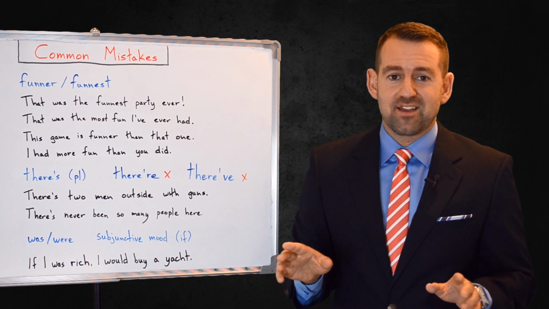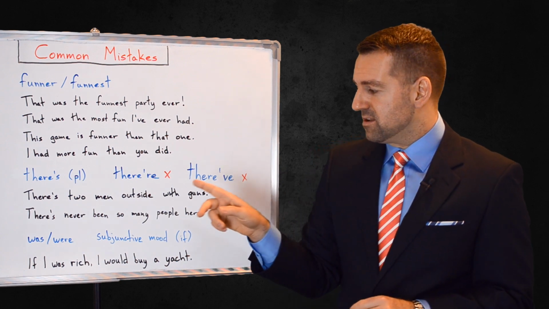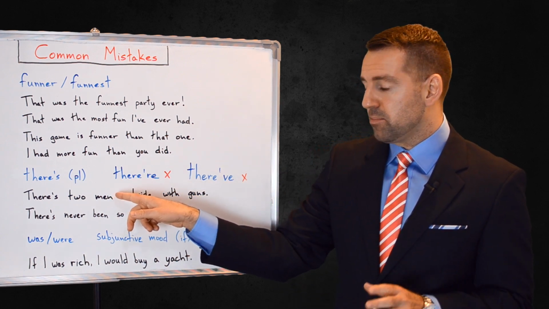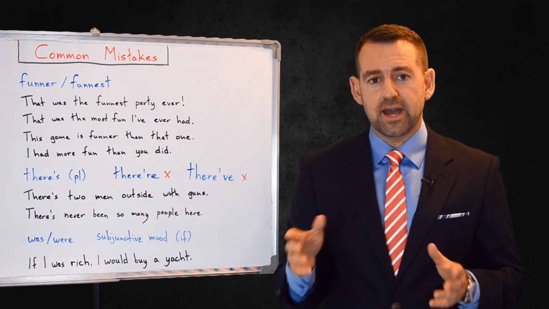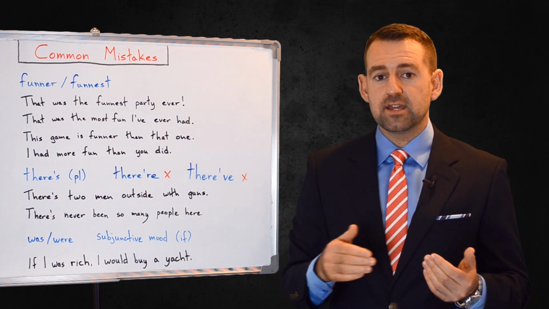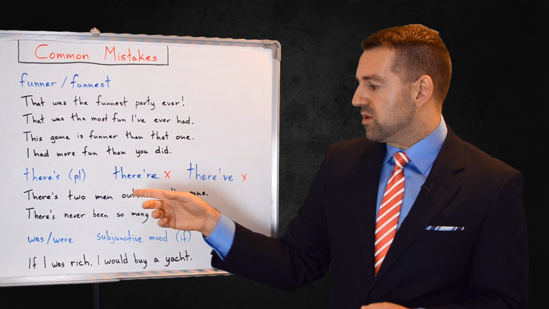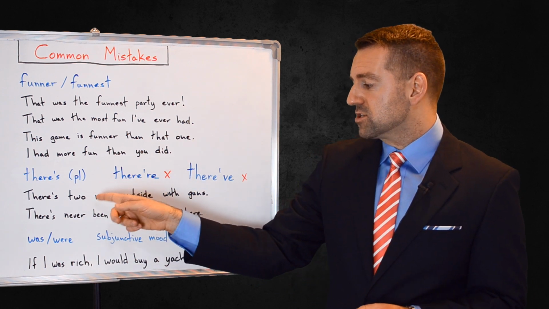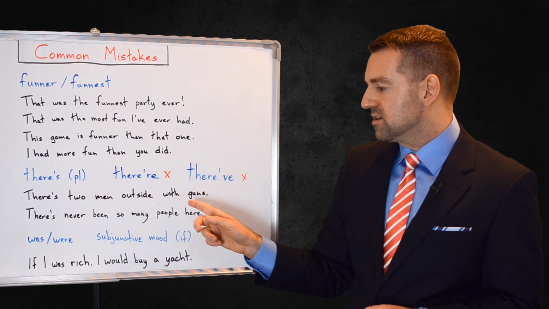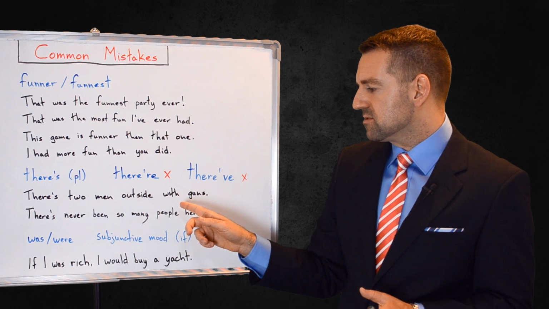But that's a mistake, because there's two men. Men is a plural noun, so I need a plural verb. So it needs to be, "There are two men outside with guns."